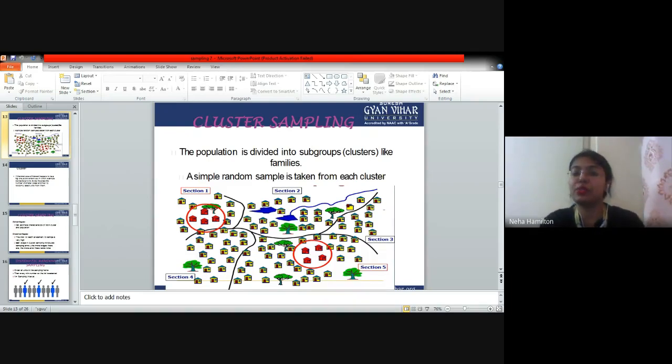For example, here you can see section 1, section 2, section 3, section 4, section 5. Now, how am I going to take samples? I am randomly selecting the samples from these clusters to make sure that almost each and every cluster is covered. So this is called cluster sampling. Cluster sampling is a type of probability sampling.